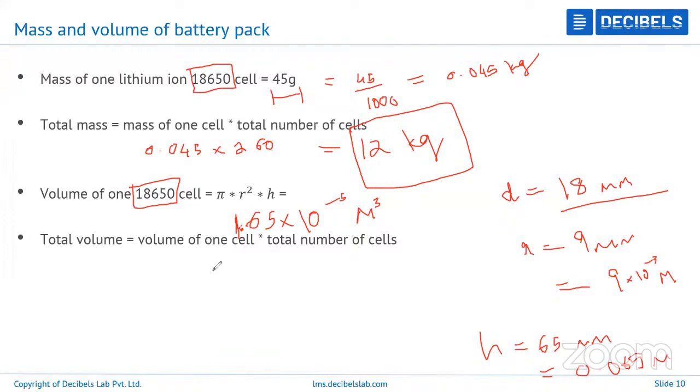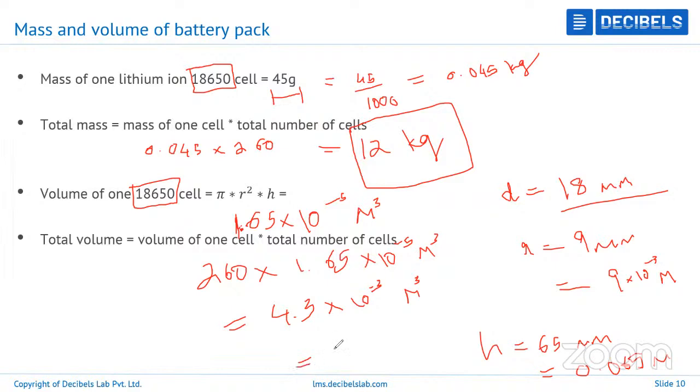So 260 into 1.65. So this is going to be your final answer, which is 4.3 into 10 raised to minus 3 meter cube. Okay, so you can also convert this to liters. We know that 1000 liters is 1 meter cube. So that's roughly, if I'm correct, around 4.3 liters.